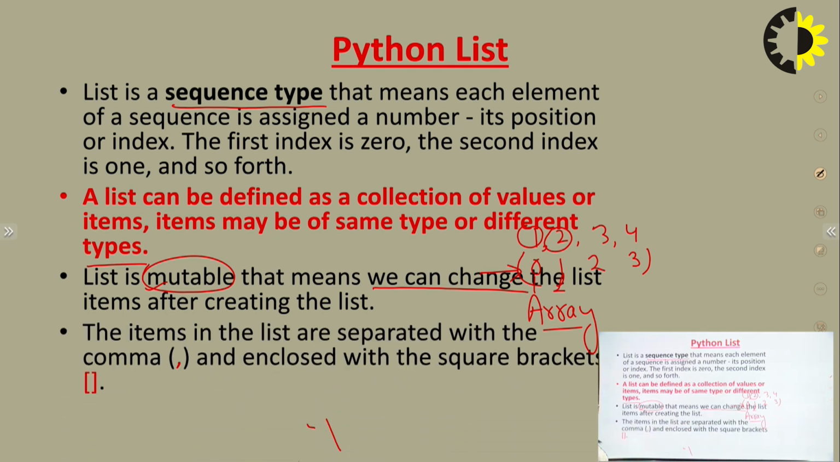Next, the items in the list are separated with commas and enclosed within square brackets. That means if we have 2 elements, 1 and 2, and we want to store these 2 elements in a list, we have to separate them with a comma and enclose these 2 values in square brackets. This is now our list.